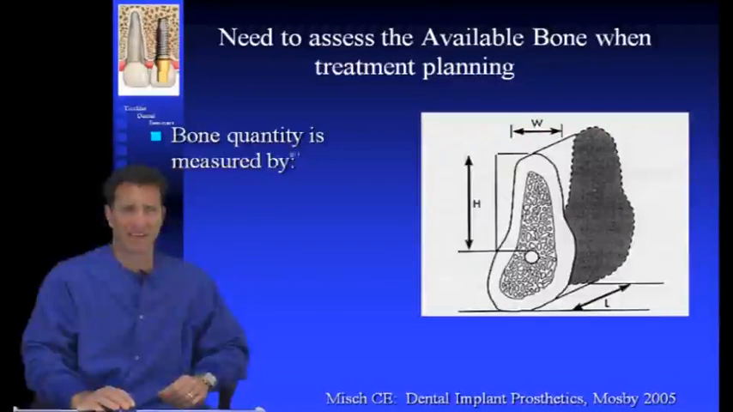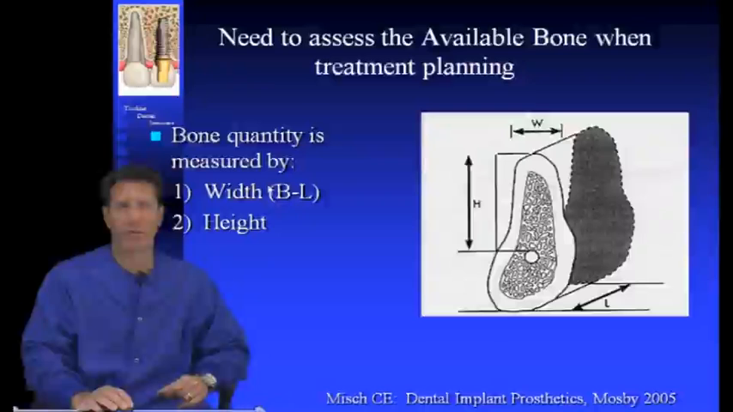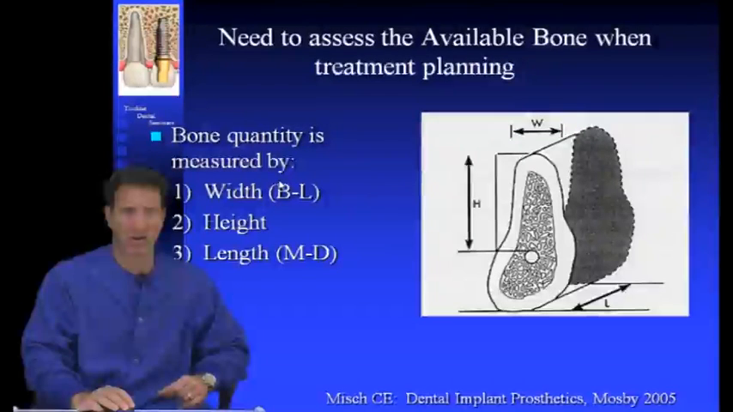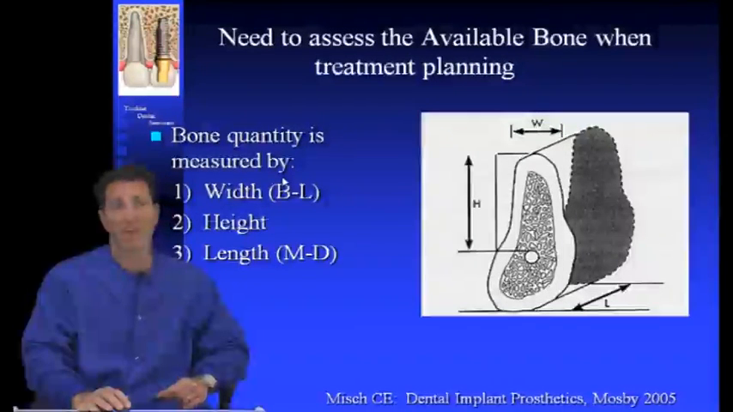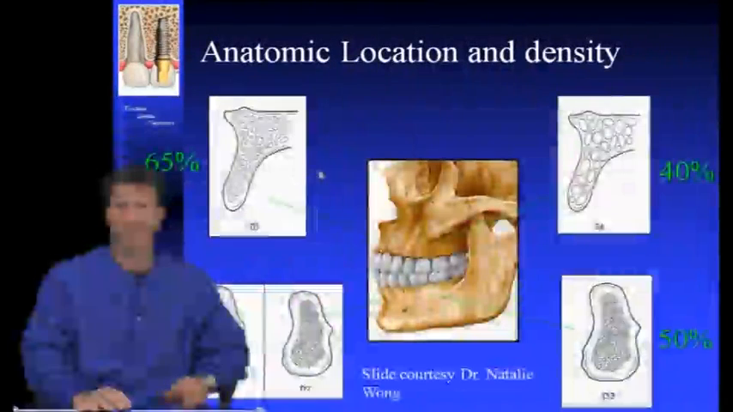You also want to understand the density of the bone in the different areas of the mouth, because if you're in the anterior mandible, chances are you're going to be dealing with D1 or D2 bone, which is very strong, hard bone. And in the posterior maxilla, you're more than likely dealing with a very soft bone, D4 bone.